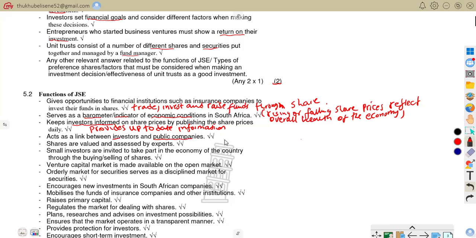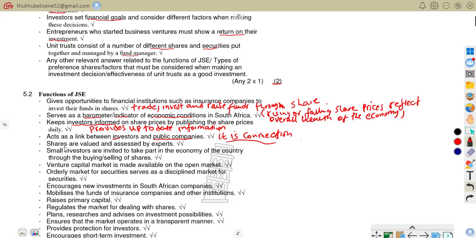So it also acts as a link between investors as well as public companies. That is another function of the JSE. It means it connects people who want to invest with capital with companies that need capital. So it gives connection. So that is that.